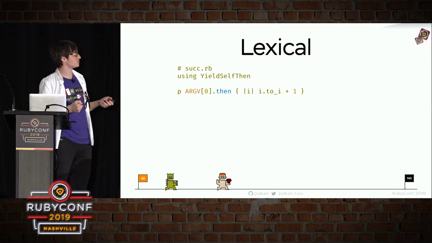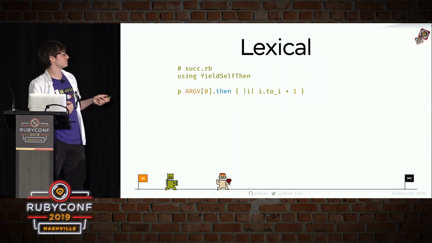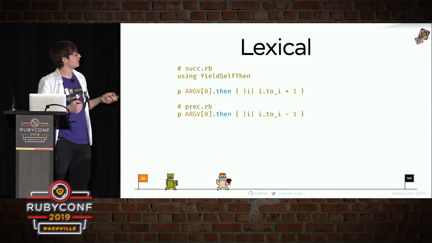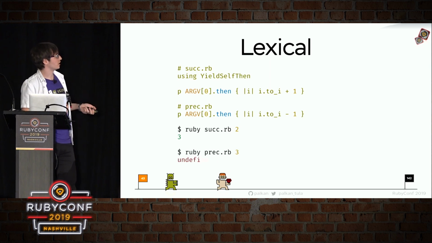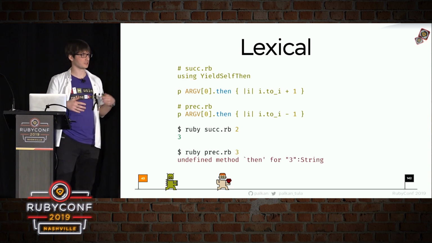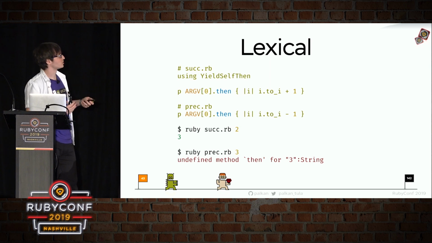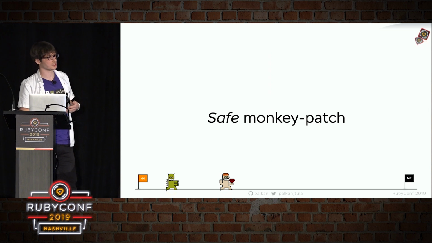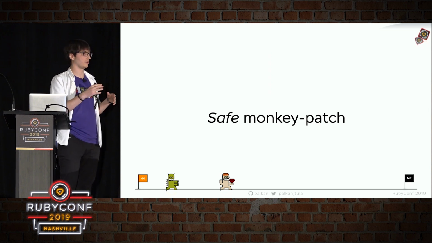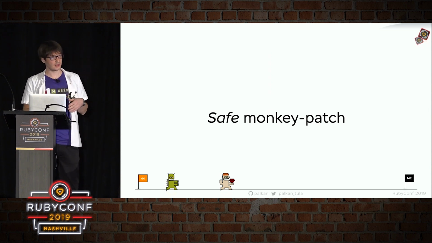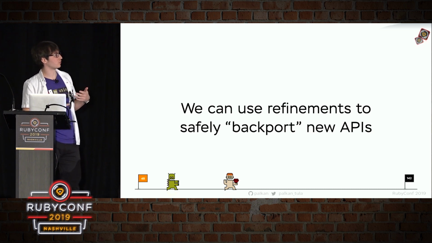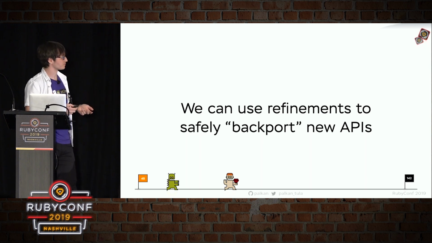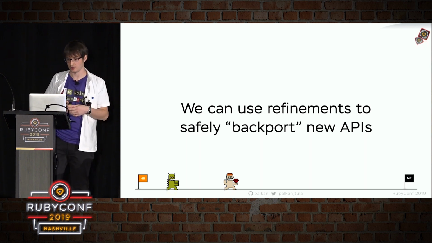So let's consider two examples. In one file, we add this using mantra, and another one doesn't have it. We still use the methods. If we run the first one, it works. And if we run the second one, it doesn't know about the method because it's not defined in this scope. So that's the way refinement works. We can say refinement is a safe monkey patch because it's not leaking anywhere outside of the code where you explicitly activate it. That's why I decided to use refinements for backporting new APIs to older Rubies, because it's kind of a safe way of monkey patching.